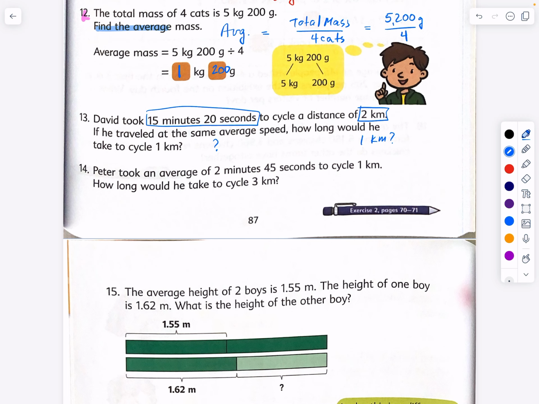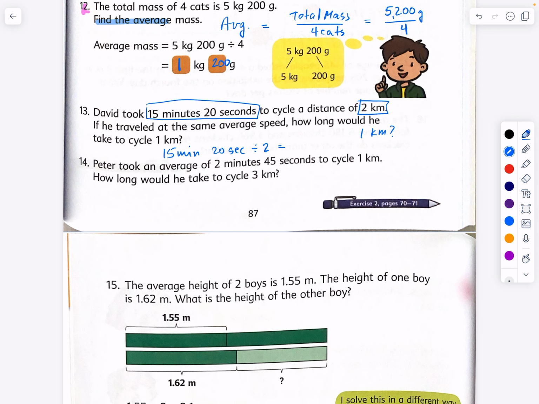We can do it in multiple ways. Let me just erase this so I can put my computation. So 15 minutes and 20 seconds divided by 2, let's do step by step. 15 divided by 2 gives us 7 minutes and 30 seconds. And 20 seconds divided by 2 is 10 more seconds. So it will take about 7 minutes and 40 seconds to travel 1 kilometer.